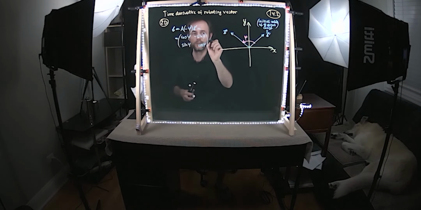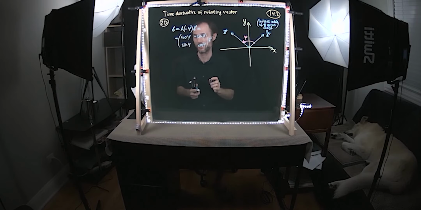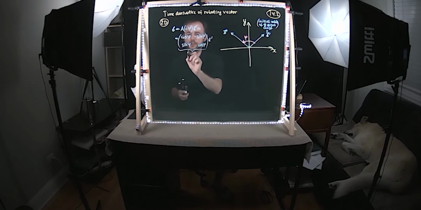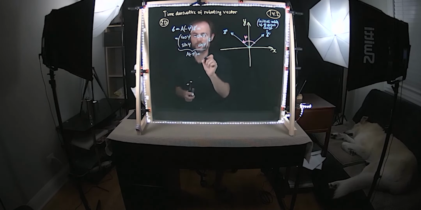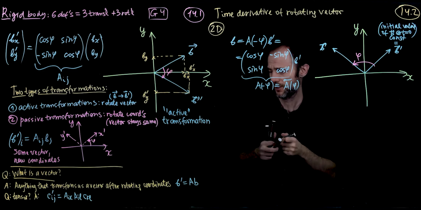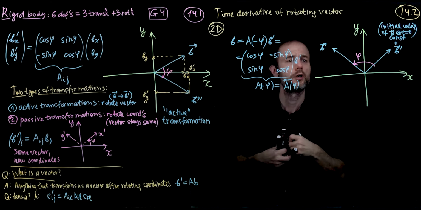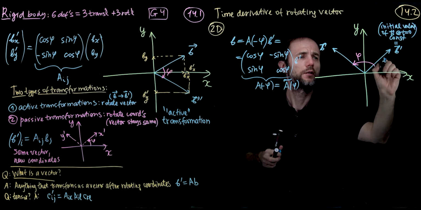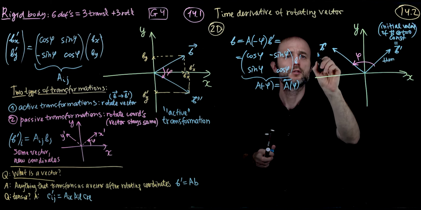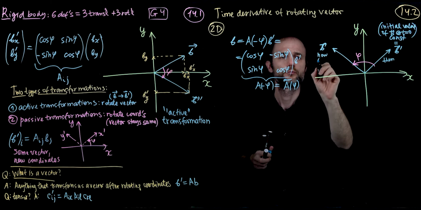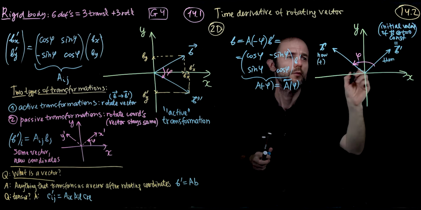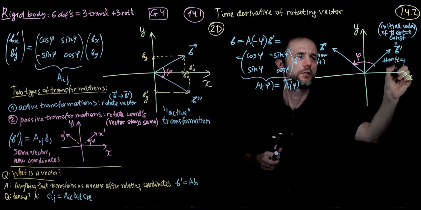And all of that is multiplying b prime. So this is A of minus phi, and as you notice, this is no different than just the transposition of A of phi. So this is then, and this is now, and this was t equals 0.